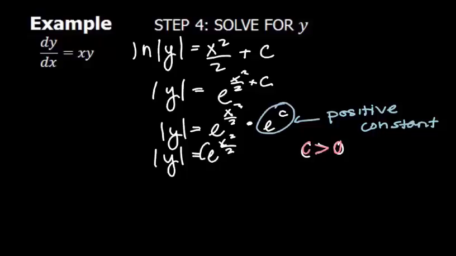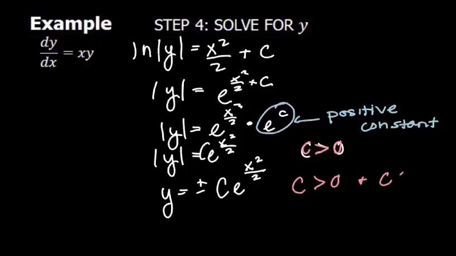Alright, so then we have to take care of our absolute value, and we know that our absolute value means that our term on the other side could be both positive or negative, it doesn't matter. So then we definitely know that y equals plus or minus c times e to the x squared over 2 power. And then because of this absolute value, we know that this ends up being where c is greater than 0 and where c is less than 0 as well, because of the absolute value term.